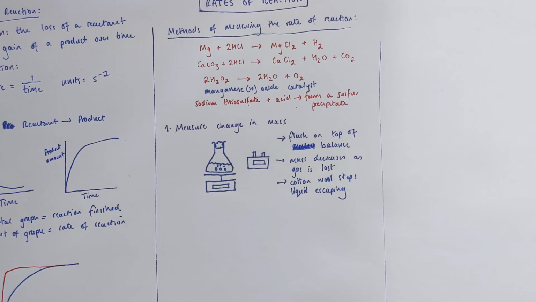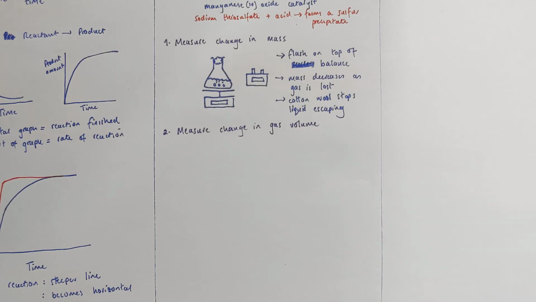So the main features to note are that you have the flask on top of a balance. As the reaction fizzes and produces gas, the mass will decrease, which you measure. And the final point is that you put cotton wool on the top of the flask to stop any liquid from escaping. The second method we could use involves measuring the change in the volume of gas produced over time.